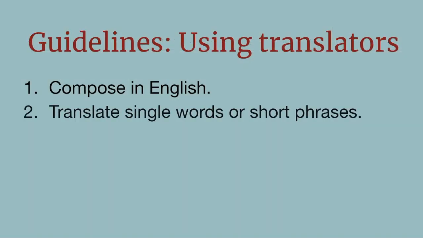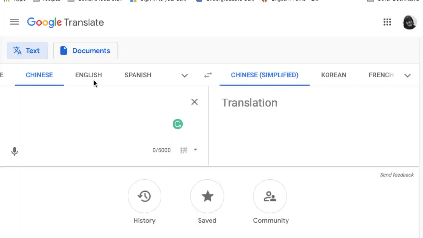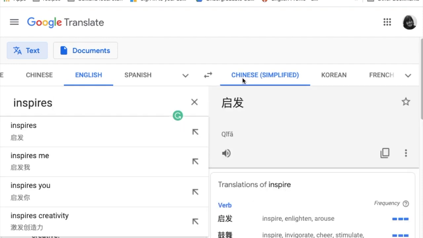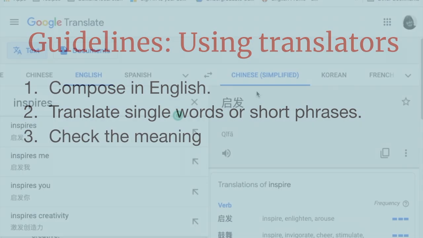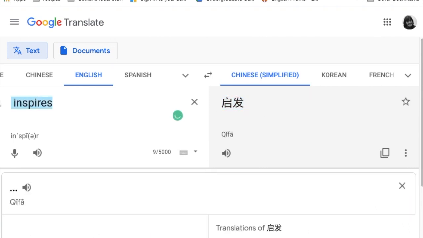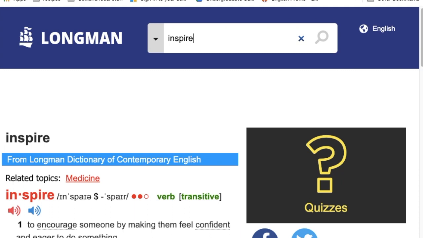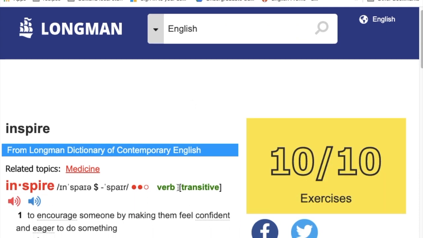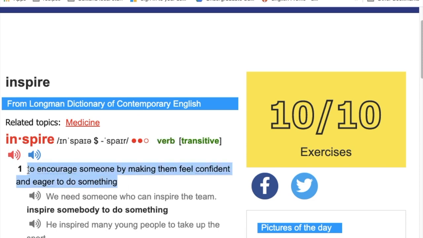Number 2, use your translator only for single words or for short phrases. But don't stop there. Once you find that single word or that short phrase, you look it up, you need to check the meaning and develop a feel for this phrase. There are a lot of ways to do it. First of all, translate it back into your first language and see if it has the same meaning that you thought it did. Look the word up in a really good English dictionary. I like Longman's, but there are a lot of good ones out there.